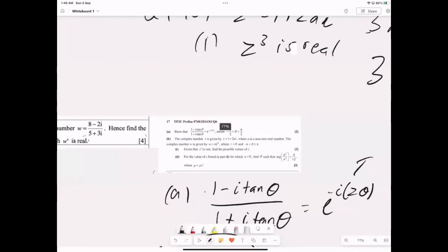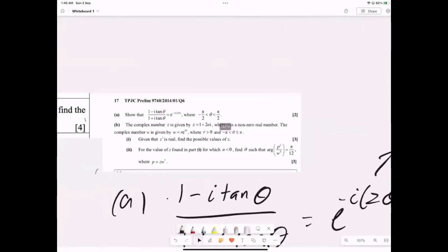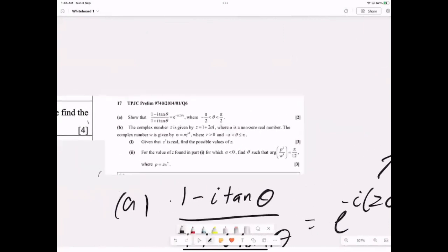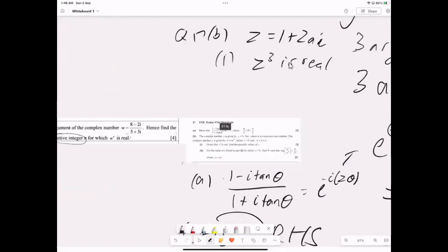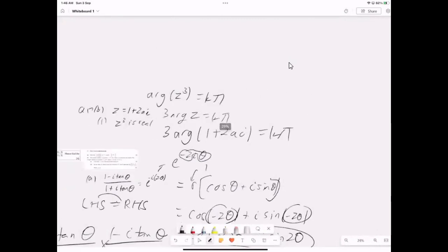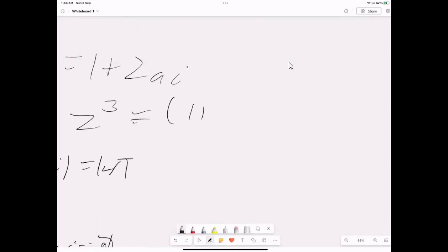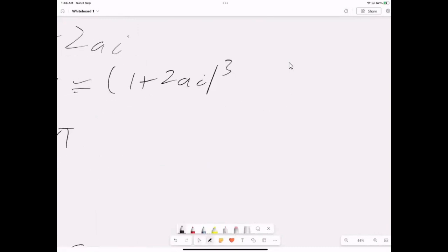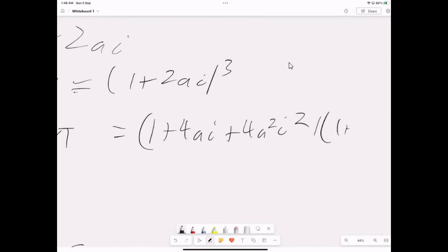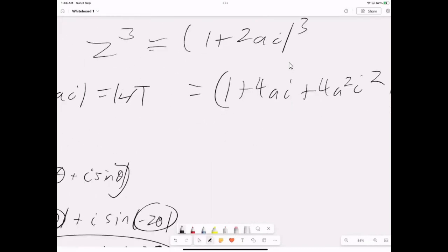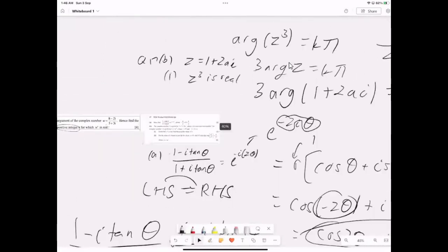Okay, I suspect we need to expand here. I'm considering whether we need to expand the function z. Yeah, I was thinking maybe we just expand first. So we know z is 1 plus 2ai. So z cubed equals, you guys have to be familiar with expanding cubic expressions, (1 plus 2ai) squared times (1 plus 2ai), which is 1 plus 4ai plus 4a² i², times 1 plus 2ai. Just make sure that z is correct.